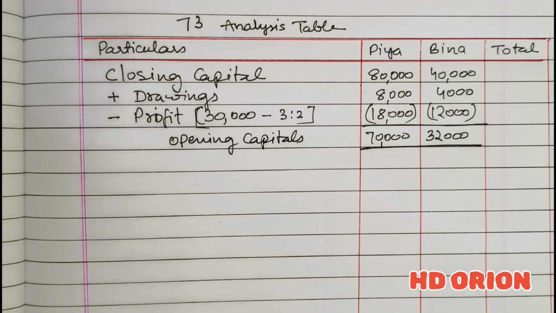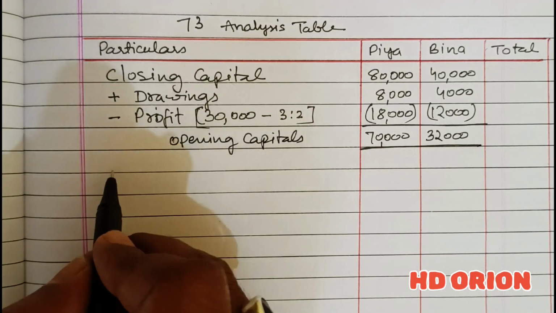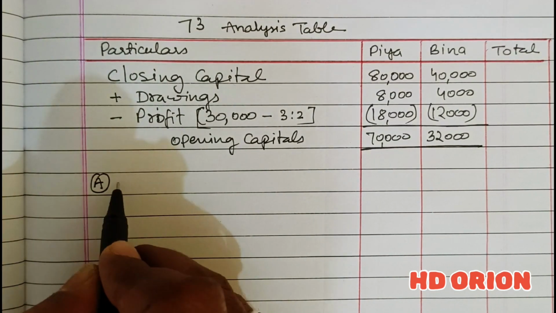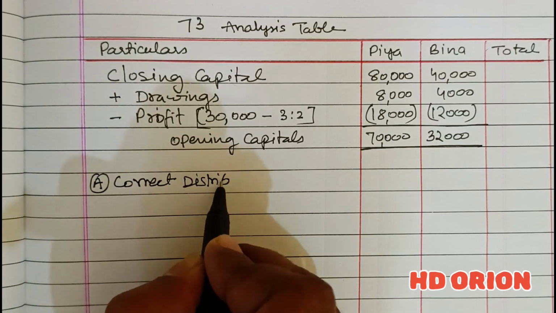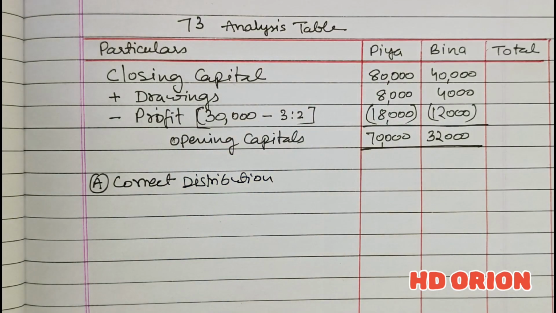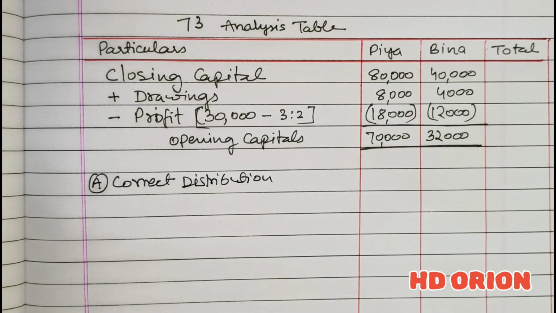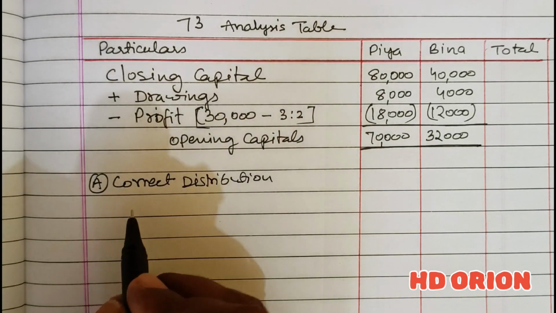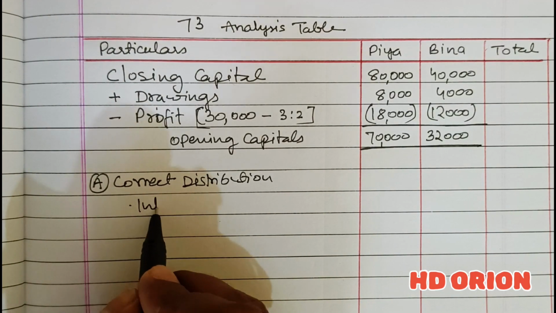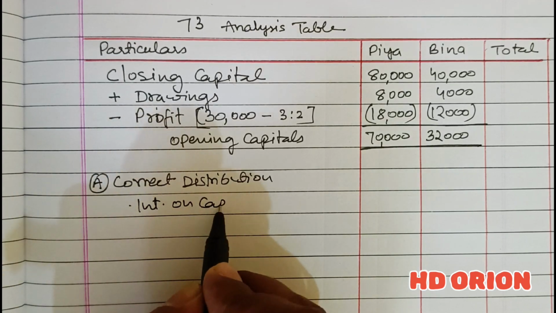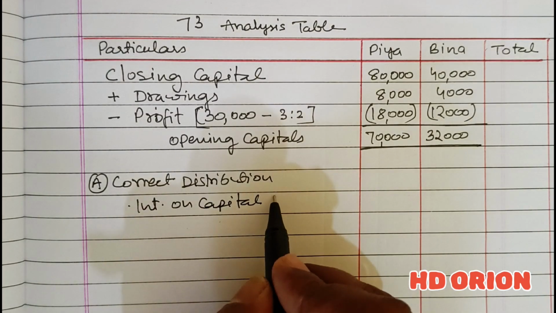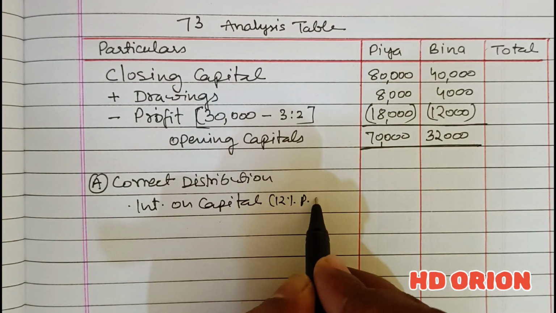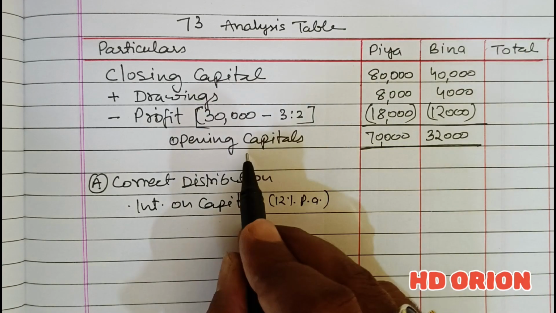Now actually we come to analyze, first is the correct distribution. It means the firm has failed to comply with the partnership deed. Now as per the partnership deed, partners were to be allowed interest on capital at the rate of 12% per annum. Now on 70,000, this is the opening capital.